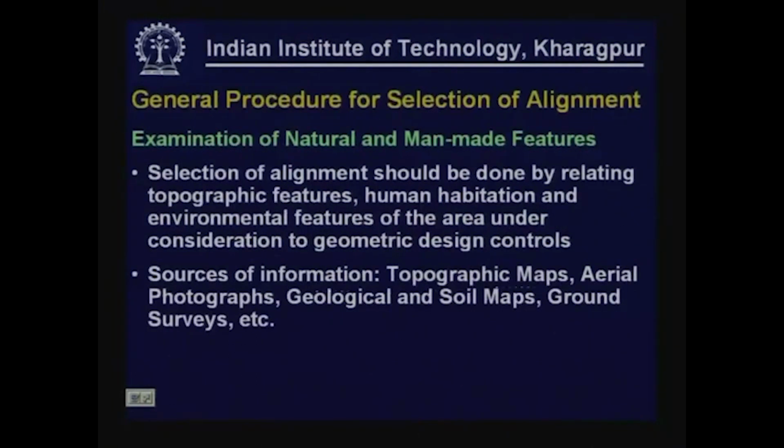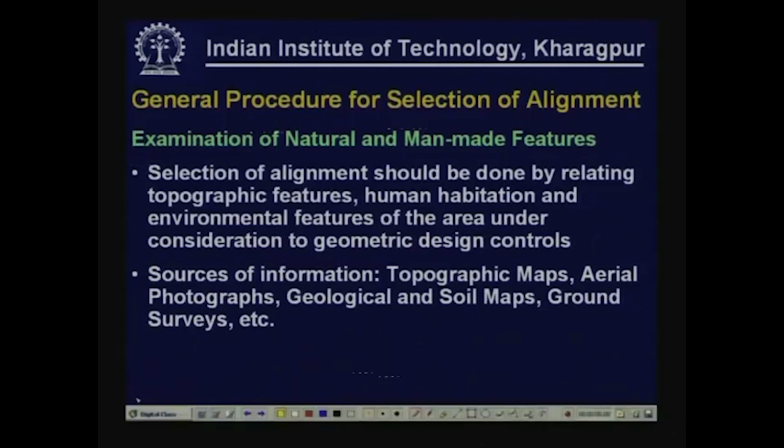Let us look at the general procedure for selection of alignment. The very first thing we should do is examine the natural and man-made features. Observe this part, natural as well as man-made features. While doing that, selection of alignment should be done by relating topographical features, human habitations and environmental features of the area under consideration to geometric design controls.